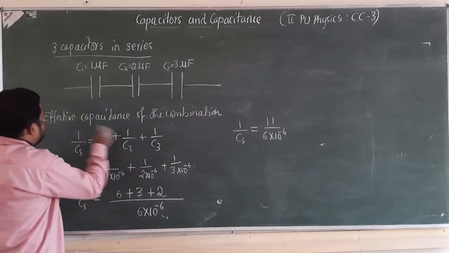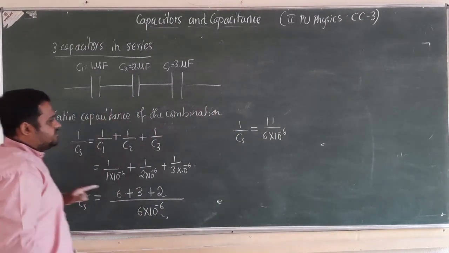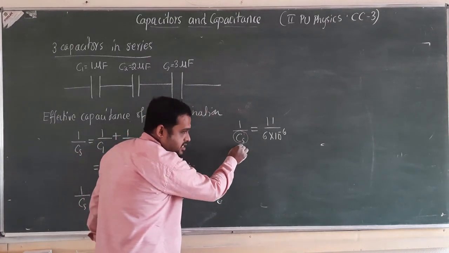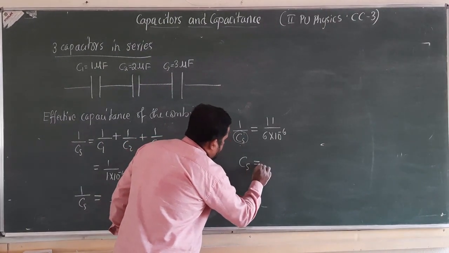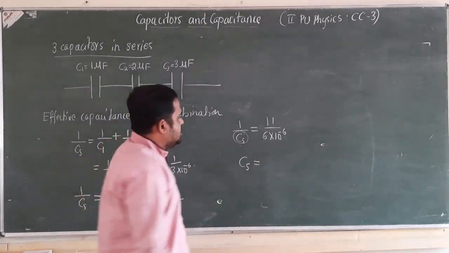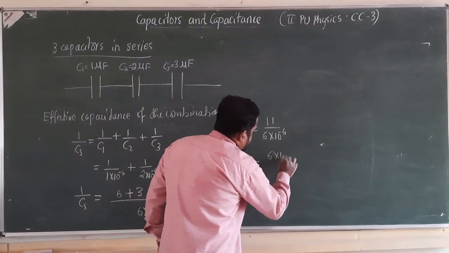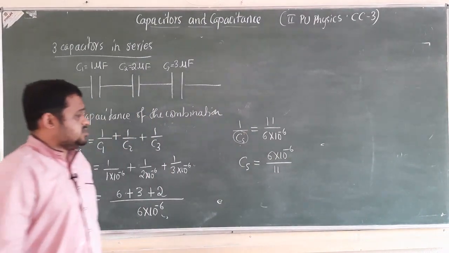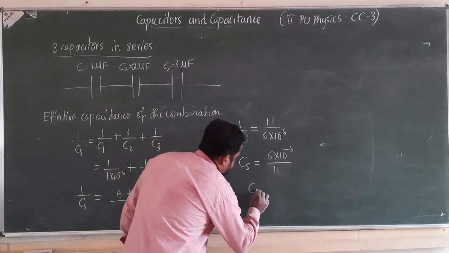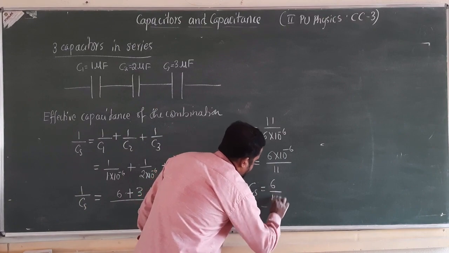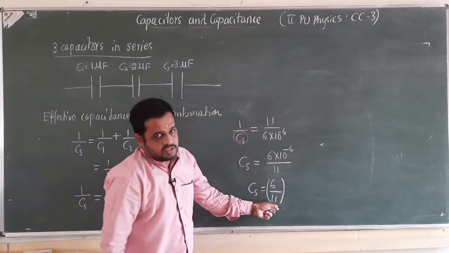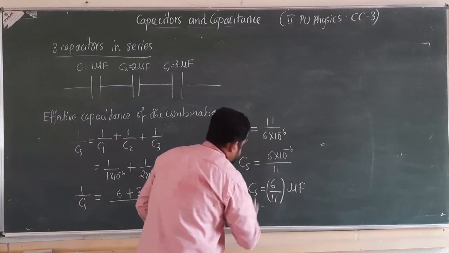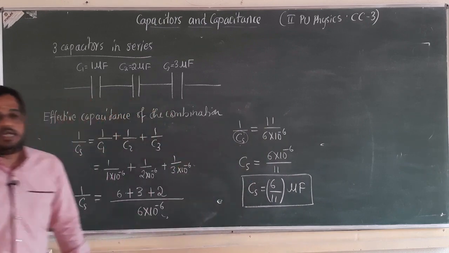We want to calculate the equivalent or effective capacitance of the combination. The effective capacitance of the combination is Cs, not 1 by Cs. Therefore, Cs is equal to 6 into 10 to the power minus 6 divided by 11. So Cs is equal to 6 divided by 11, you can calculate the value using a calculator, times 10 to the power minus 6, microfarad. This is the equivalent value.